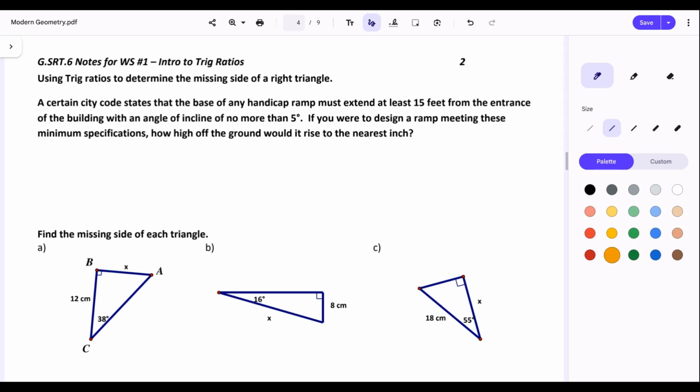All right, so we're going to be picking up where we kind of left off from our last lesson, which was giving you guys a little bit of an introduction to these trig ratios and kind of how to set up sine, cosine, and tangent.